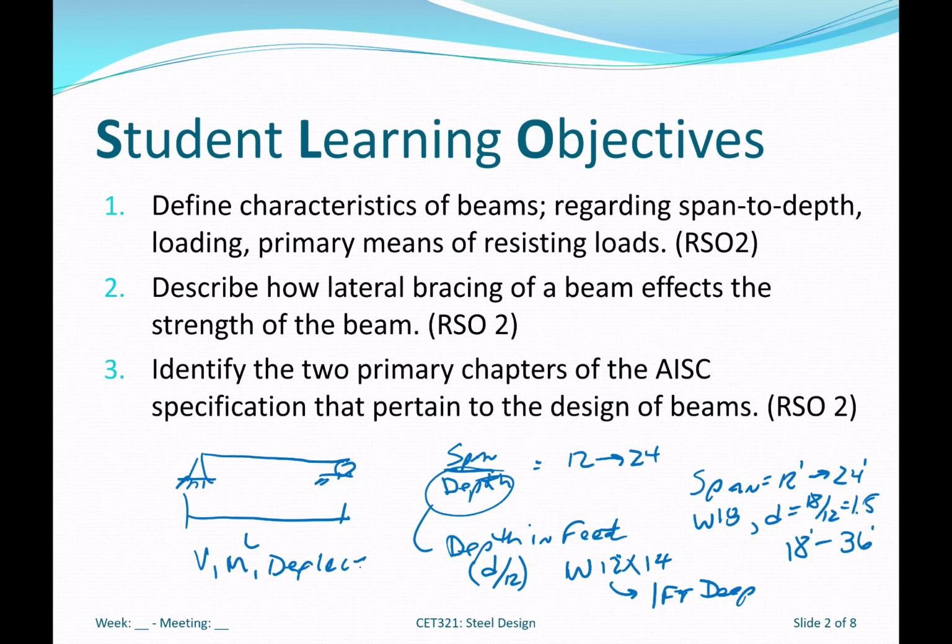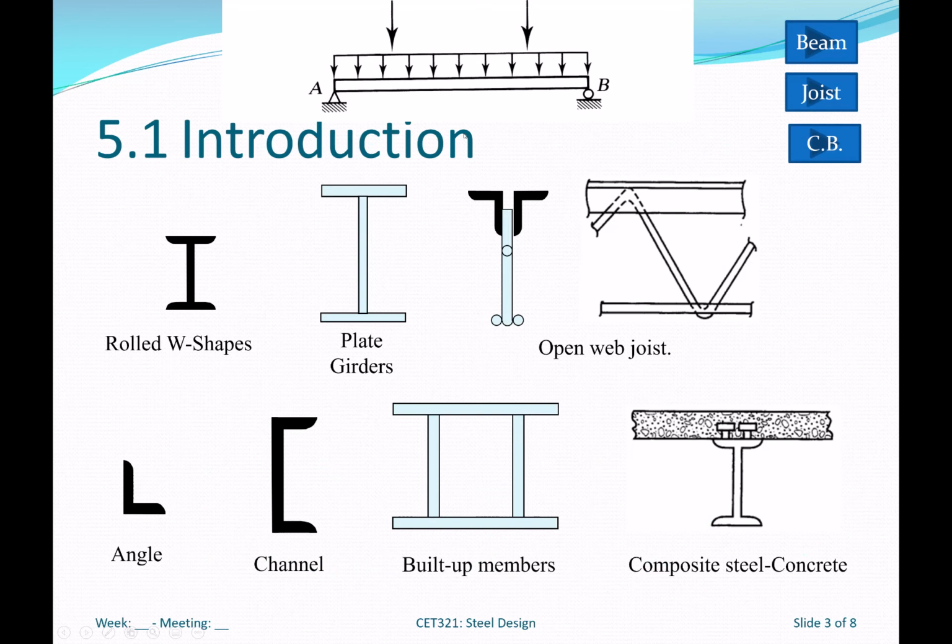In columns, we really didn't talk about deflection at all. The force in the column was axial. Now the forces in the beams are going to be shear and moment. So we're going to really go to chapter F for flexure and chapter G for shear. And we will dabble in connections, and that's going to be chapter J, but primarily it's chapters F and G.